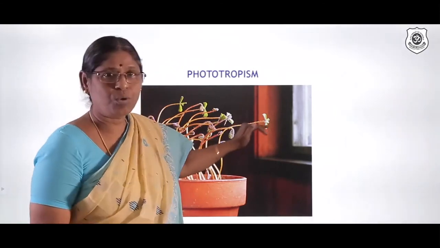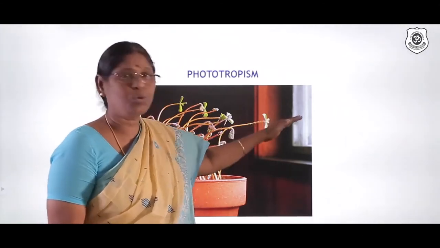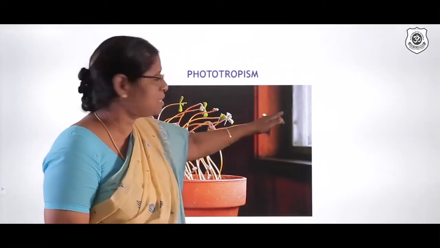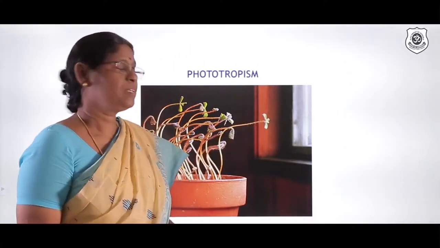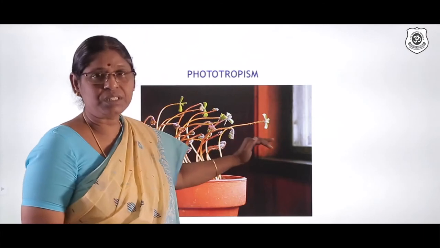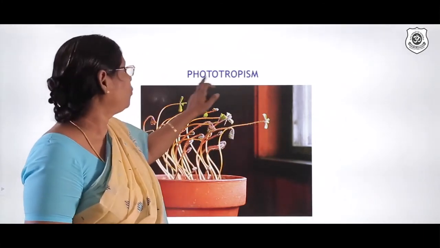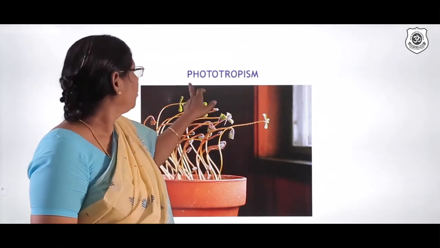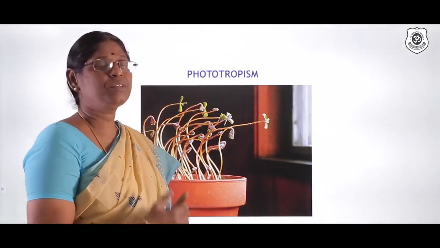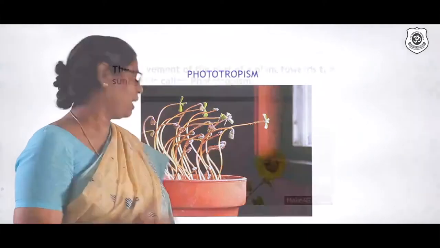So it is bending and growing towards the sunlight because this is the only way through which it can get sunlight. Such a movement towards the sunlight is called phototropism. So phototropism means the movement of the part of the plant towards sunlight.